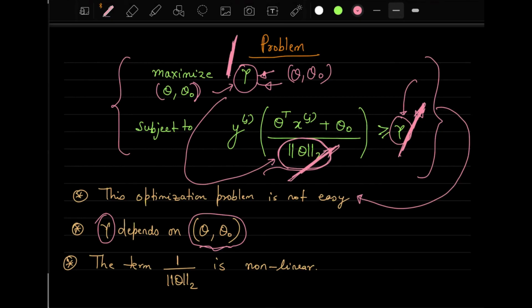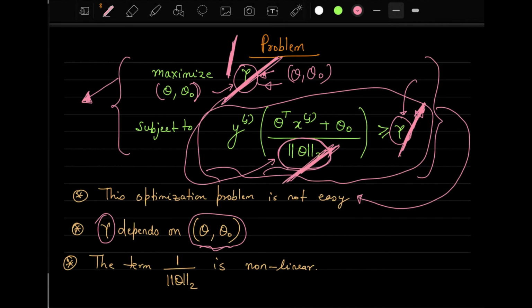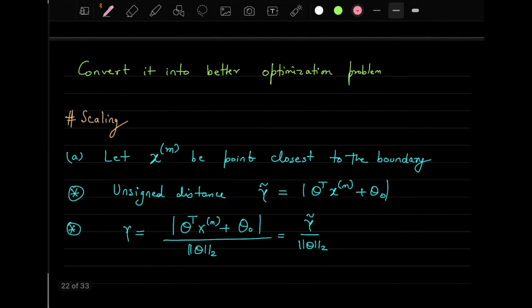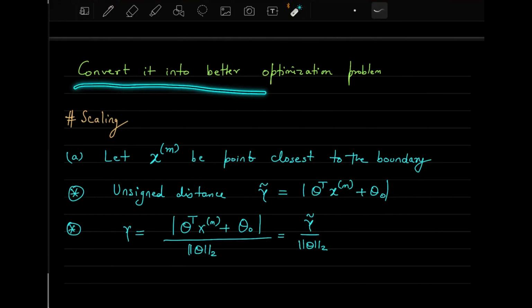So we want to manipulate this optimization equation, so that if you vary this, the fluctuations here should be minimal. Like in the denominator it should not fluctuate, here also it should not fluctuate, but right now when you maximize gamma, this is also changing. So we want to come up with a manipulation of this optimization framework so that we can avoid these situations. In order to do that, we want to convert it into a better optimization problem, which we can solve properly.